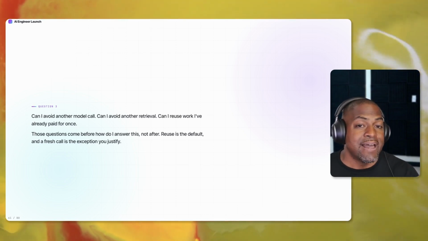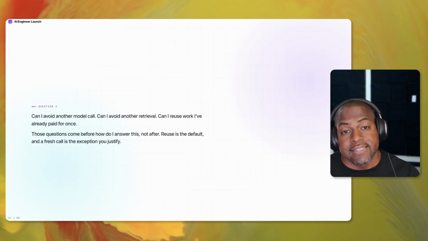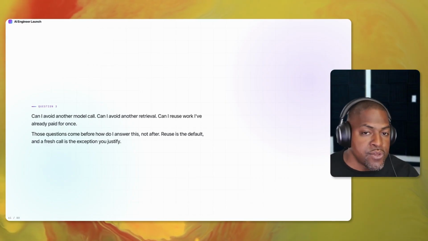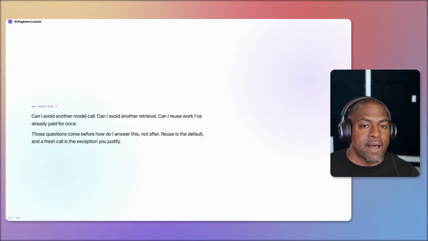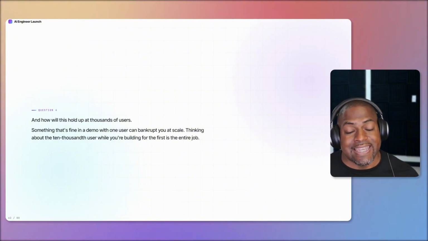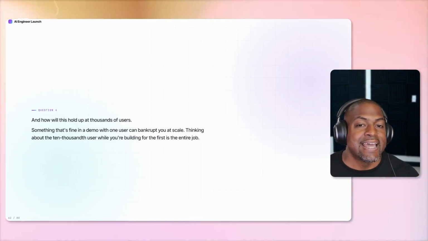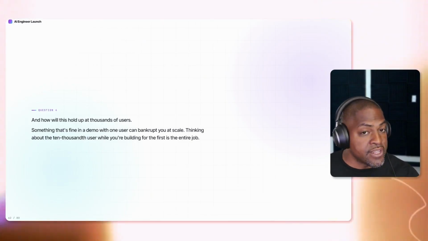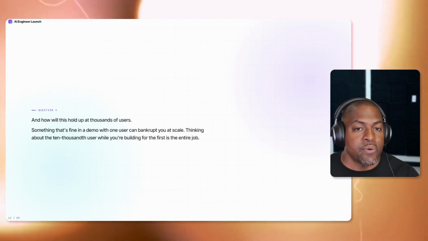And how will this hold up at thousands of users? Something that's fine in a demo with one user can bankrupt you at scale. Thinking about the 10,000th user while you're building the first is the entire job. A developer asks, can we answer this? An AI engineer asks, how many times can we answer it without paying again?